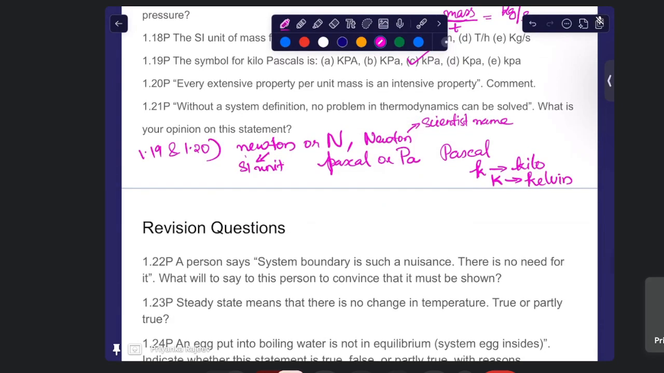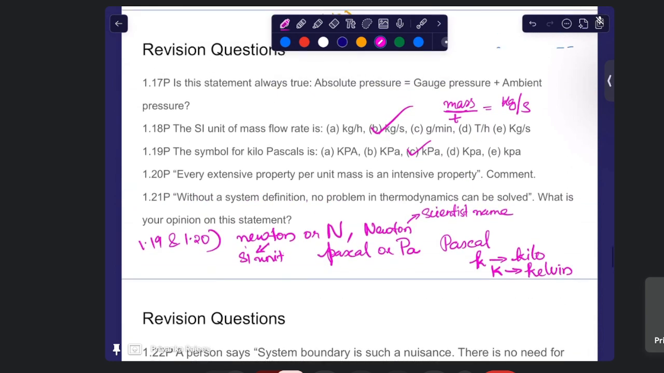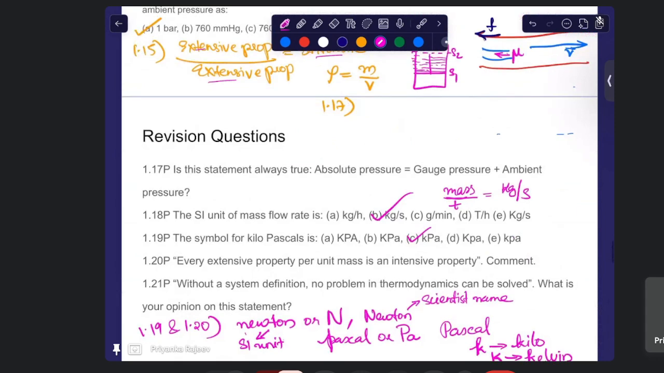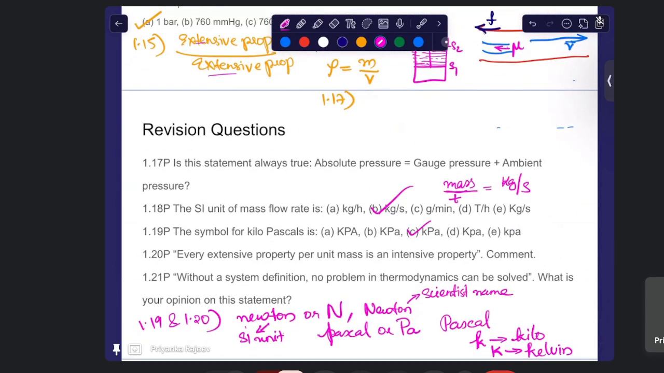Now, every extensive property per unit mass is an intensive property. We can connect it with the earlier point where we said extensive property by extensive property is intensive property. So, with respect to that, this will have 1.20 also. So, what is the answer? Mass is an extensive property. So extensive property by extensive property will give you an intensive property. So that is why. Okay.